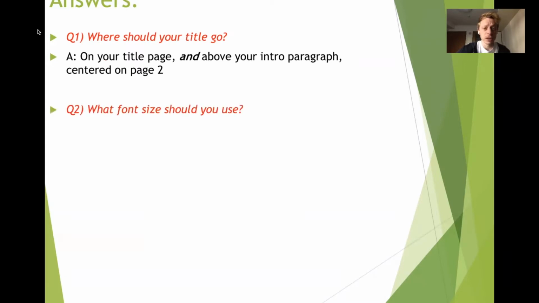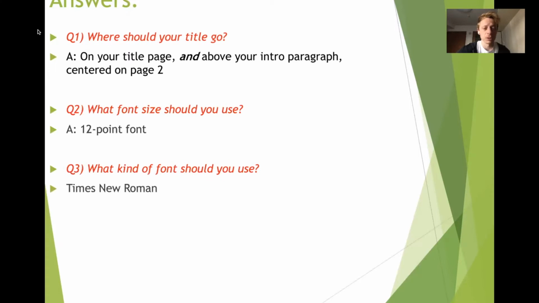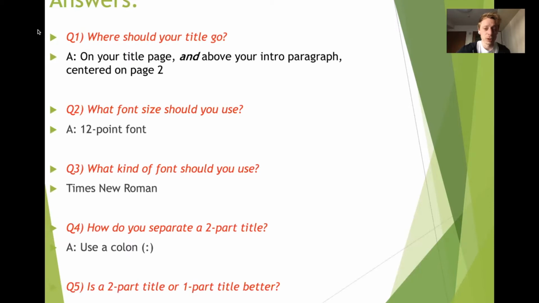Do you remember the font size you have to use every single time? Yeah, 12-point font. And the kind of font? Times New Roman. Do you remember what you used to separate a 2-part title? It's a colon. Yeah, this double dot, it's called a colon. Don't forget that, okay? This will separate the 2 lines of your 2-part title if you choose to use one. And is a 2-part title or 1-part title better? Hopefully you remember that both are equally fine, okay? They're both effective. It's up to you whether you want to do a 2-part or a 1-part title, okay?